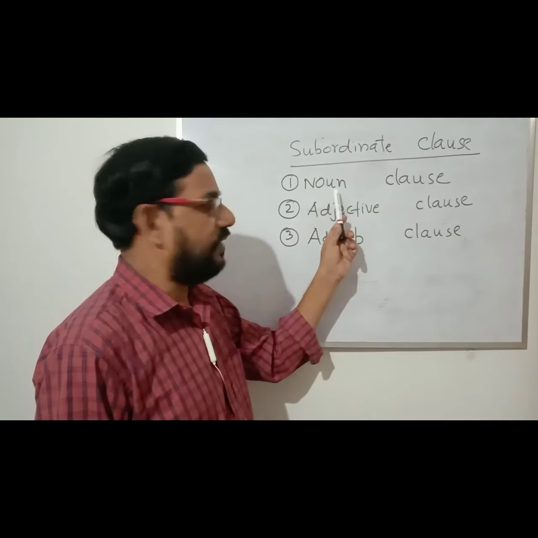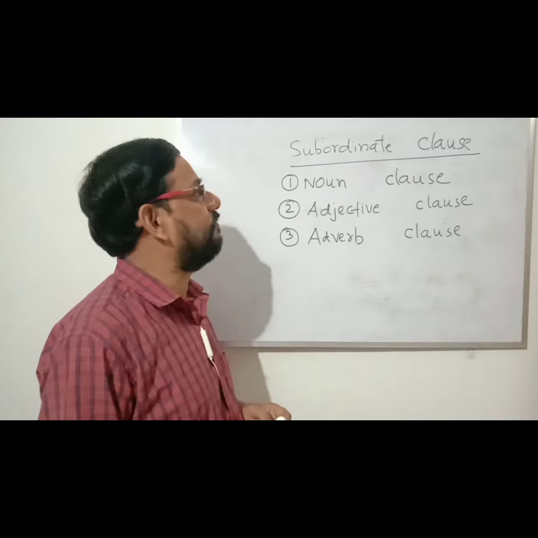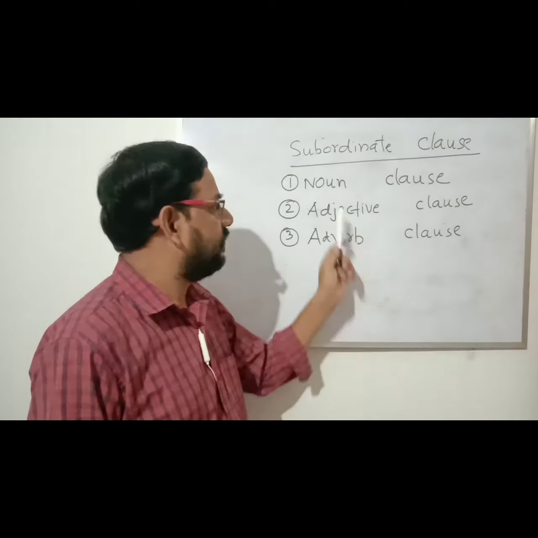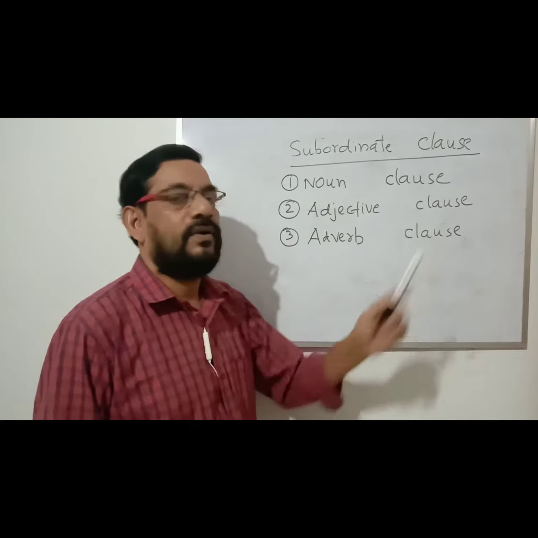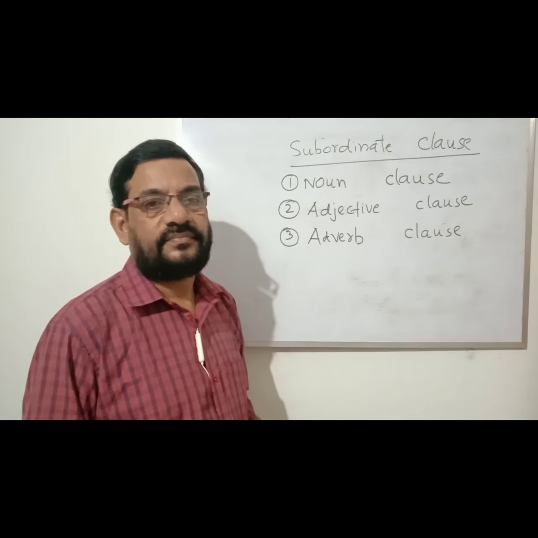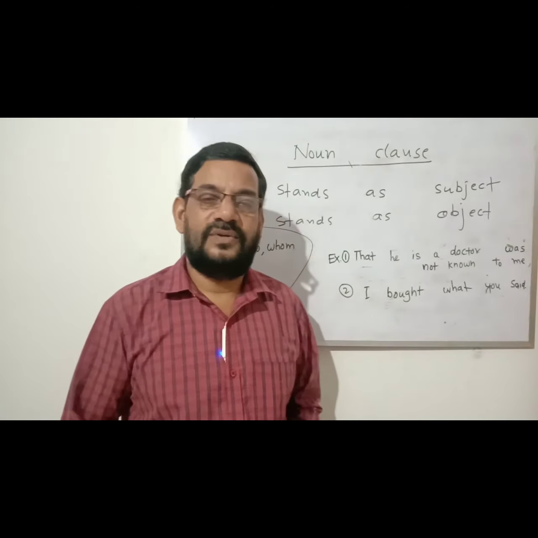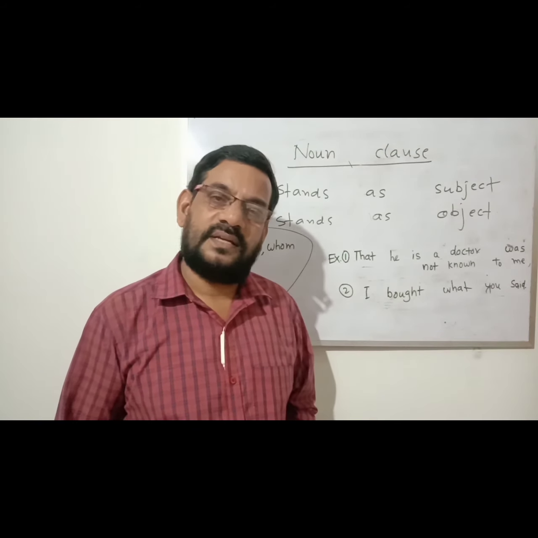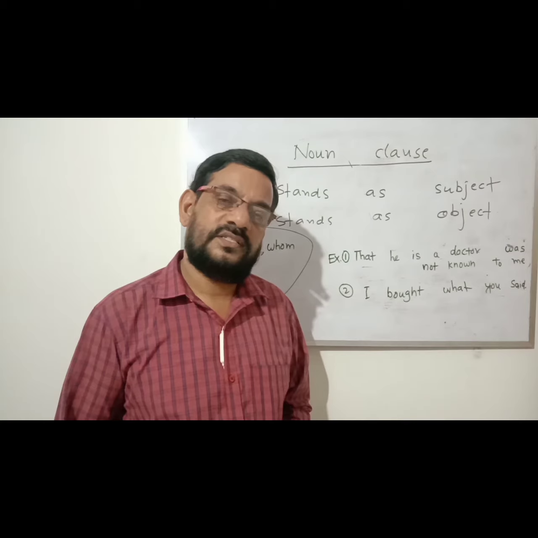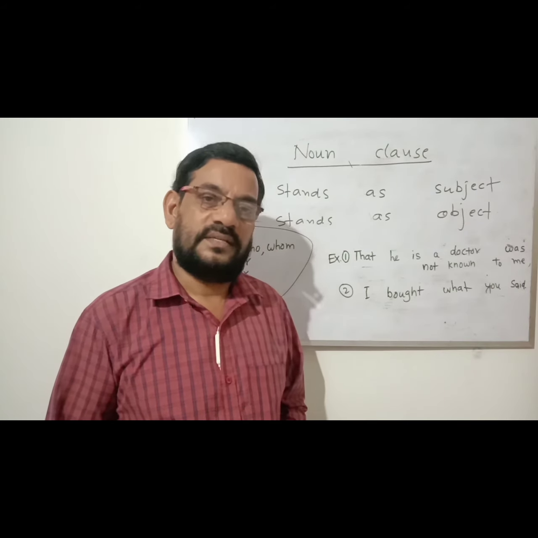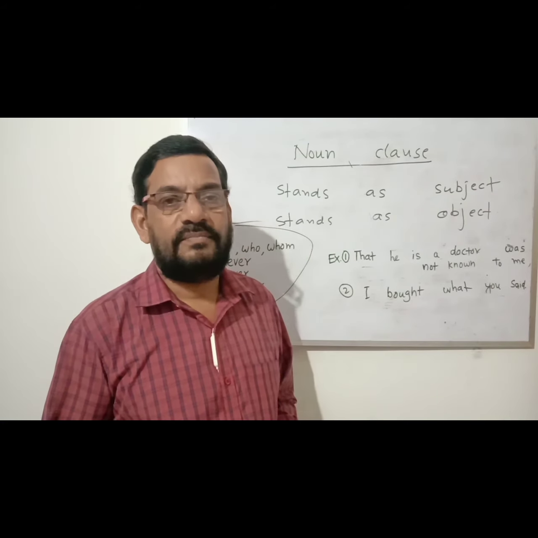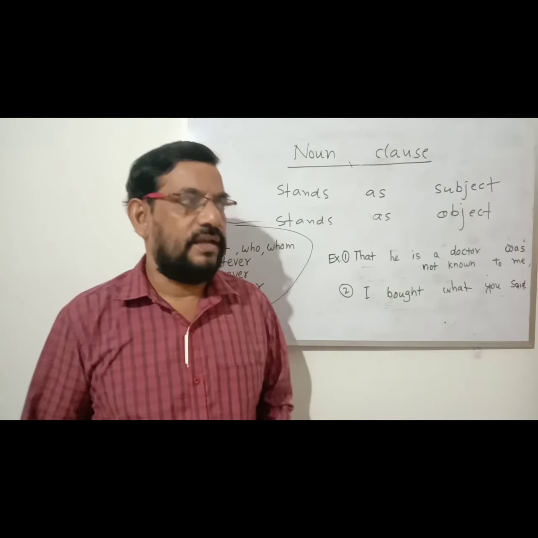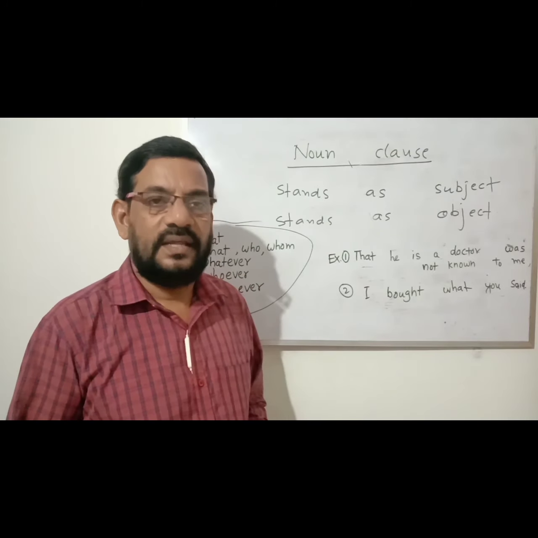Again, I will read the names of these three categories of subordinate clauses: noun clause, adjective clause, adverb clause. Now you know there are three types of subordinate clauses. What are the three types? Noun clause, adjective clause, and adverb clause. Now we are going to each category in detail.